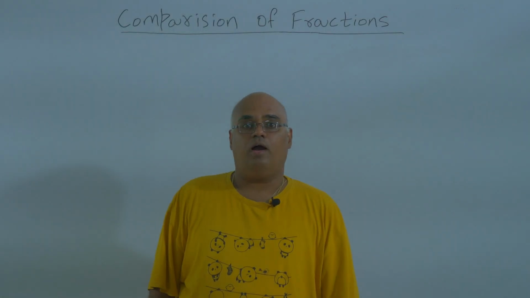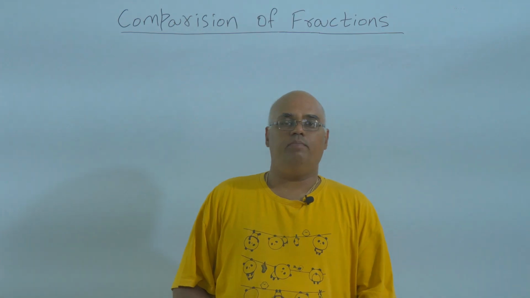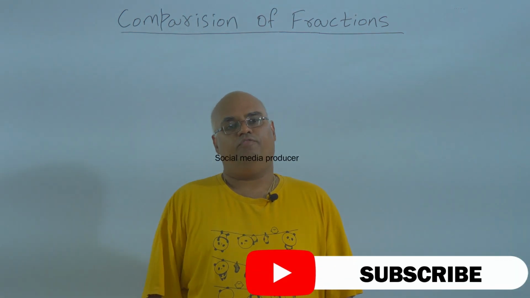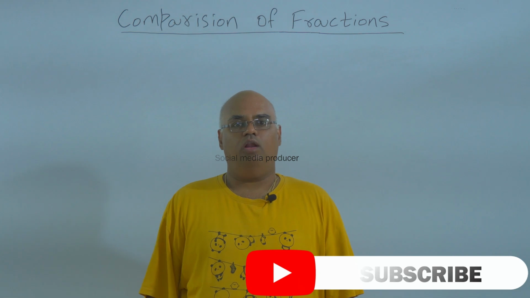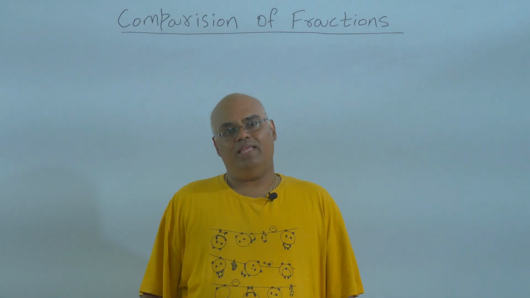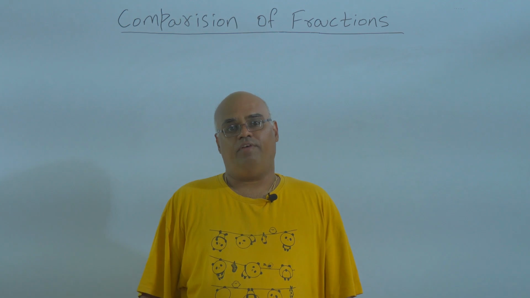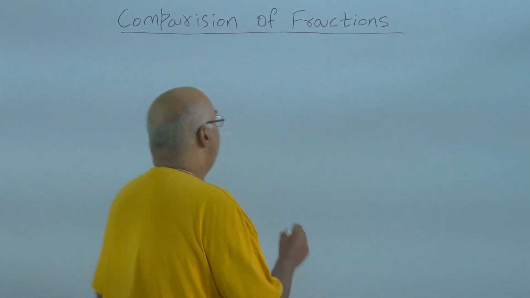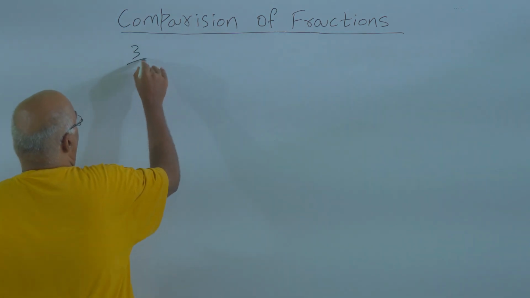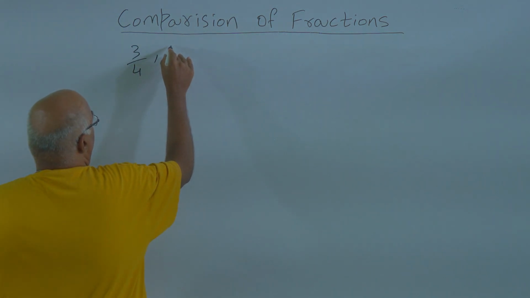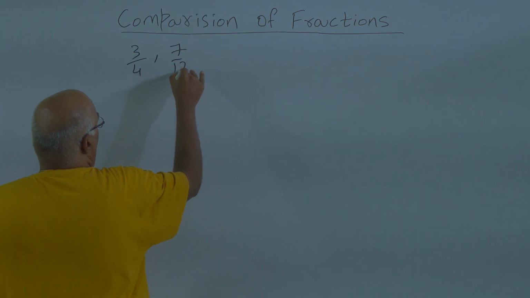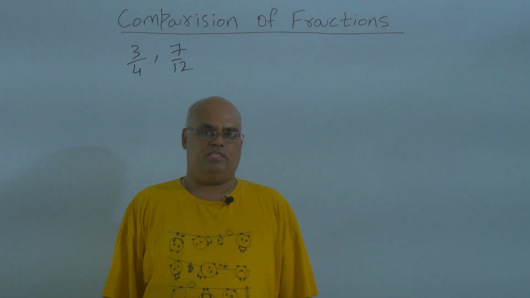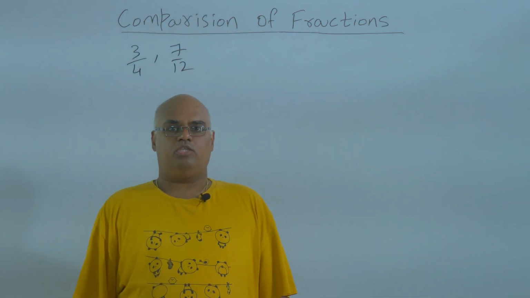Now let us see how to compare unlike fractions. There are two methods in which you can compare unlike fractions. The first method is called the factor method and the second method is called the LCM method. In this session I am going to explain the factor method. For simplicity, I will take two fractions, say 3 by 4 and 7 by 12. These are two unlike fractions, and I want to compare them.